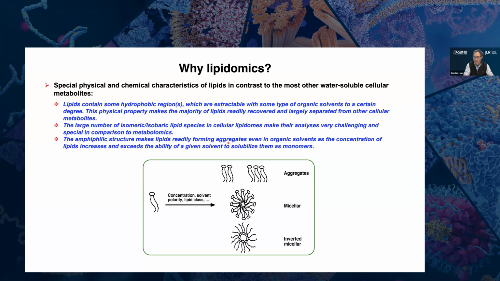The key point is that lipids can form aggregation. They can form dimers, trimers, oligomers, or whatever. Depending on the form of the lipids, they can also form micelles, inverted micelles or bilayers. Since they form such aggregates even in the solvent, it is very challenging to analyze them. So that's one reason a separate technology is needed to study lipids.